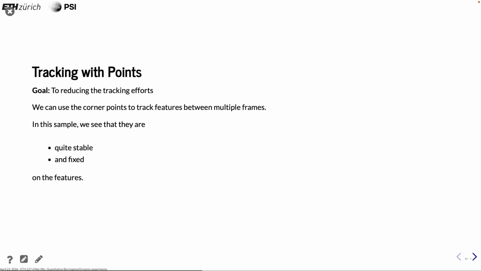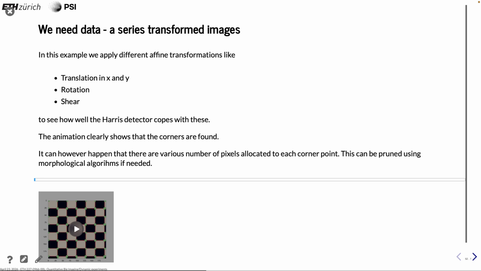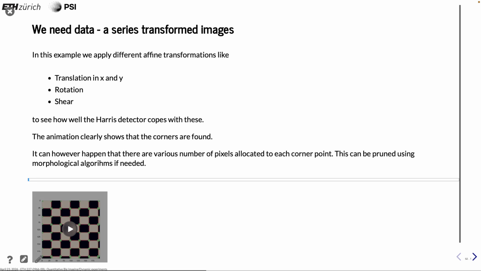The important thing with these corner points is that they have to be very stable and also fixed on the features, so we can't have a corner point moving between the images. That wouldn't be very helpful. So we need to have something that really is unique for each corner. And also it should be independent of translation, rotation and shear.